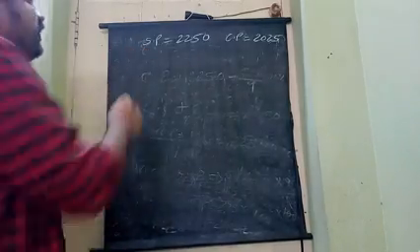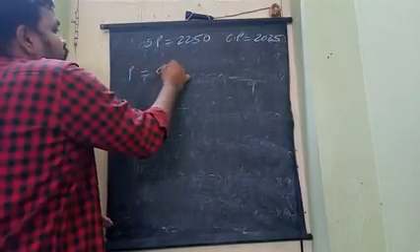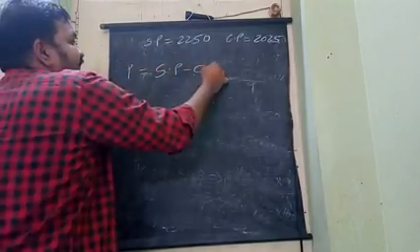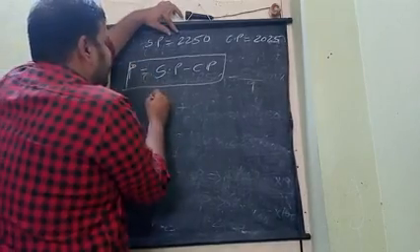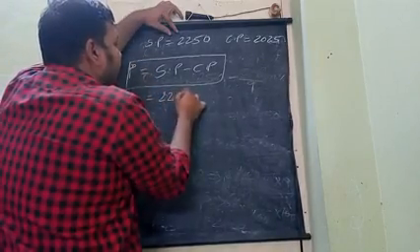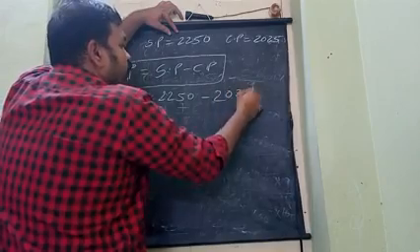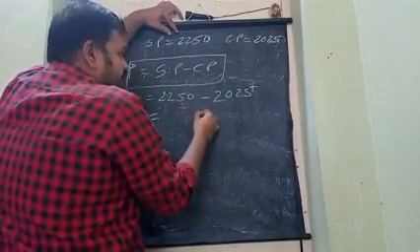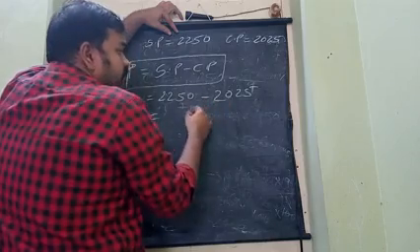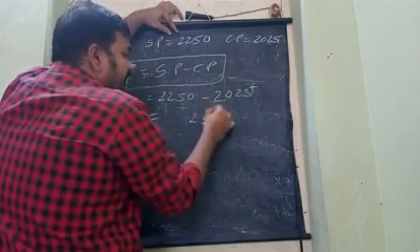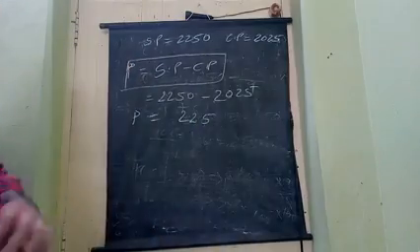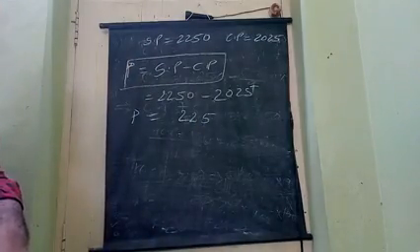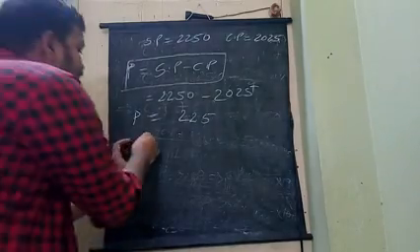So here he's got the profit. Profit is equal to SP minus CP. Substituting in the formula, that is 2250 minus 2025. Subtraction is 225. The profit is 225. We have to find the profit percentage.